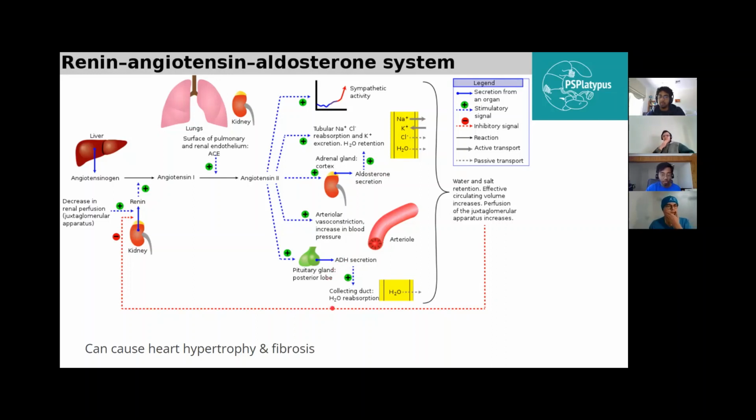ADH is going to do the same thing. It's going to cause retention of water in the blood, and by doing that, you increase the blood volume, which increases blood pressure.